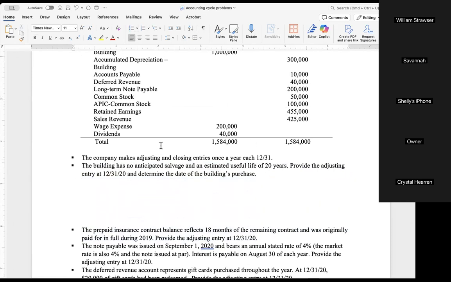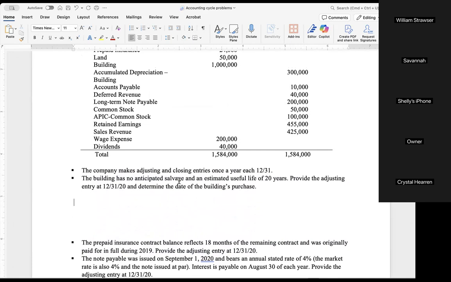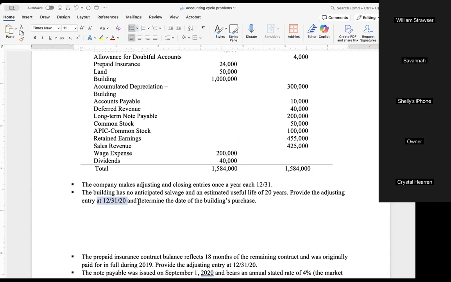just adjusting for accumulated depreciation, and then it has one where it's not quite as simply put. So for this one, it says the building has no anticipated salvage and an estimated useful life of 20 years. What's the adjusting entry at December 31st, 2020? Determine the date of the building's purchase. So we'll talk about the date thing in a second, but first, let's do the adjusting entry.